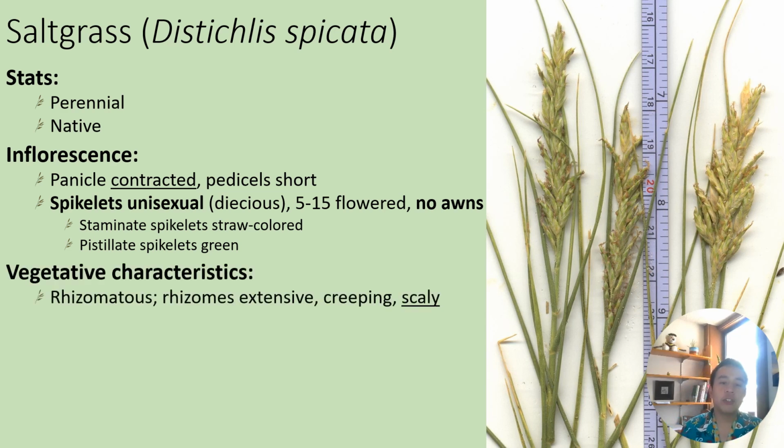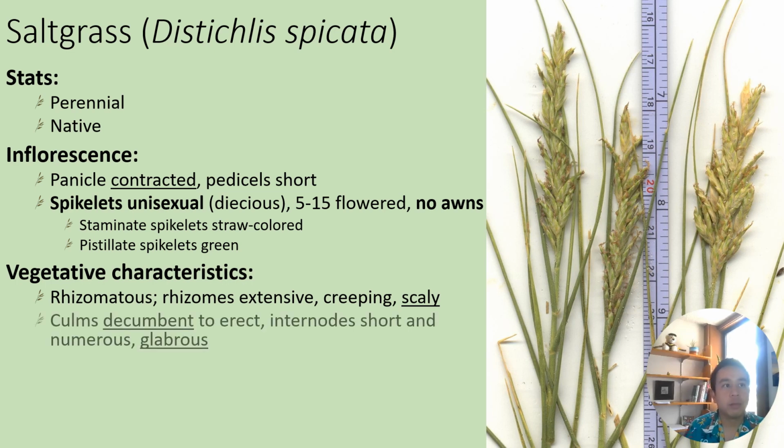In terms of vegetative characteristics, it's often a rhizomatous plant with extensive rhizomes that can creep and become somewhat aggressive in a landscape, and often also has scaly rhizomes, which have a pattern along the rhizomes that gives it a little bit of a roughness. The culms themselves are decumbent, and again, we just talked about decumbent. That means growing along the ground and then growing upwards after some distance. The culms can be decumbent or erect, so it can go straight up.